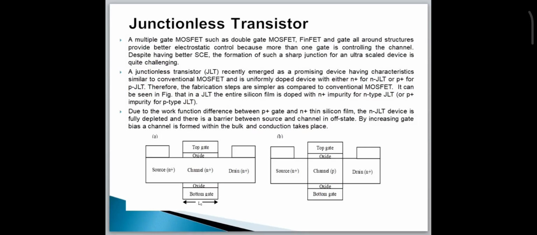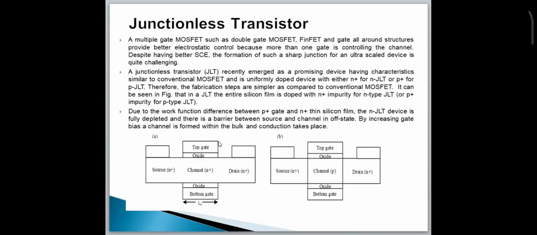Due to the work function difference between the P plus gate and the N plus thin silicon film, the N-type GLT device is fully depleted and there is a barrier between source and channel in off state. Now the question comes out: in case of GLT, there is no barrier, no depletion, no junction. So how will the junction be created? The junction will be created by using a different work function. We are using a different work function at the gate terminal.